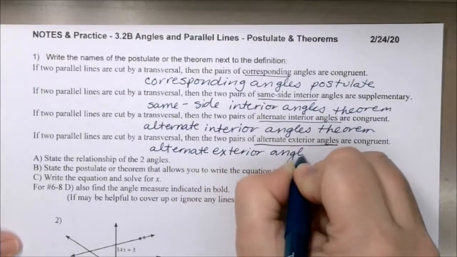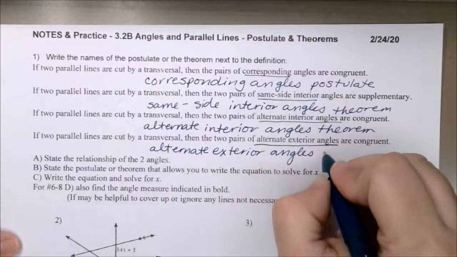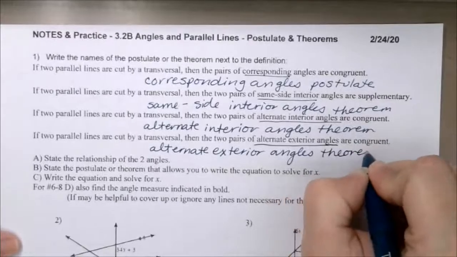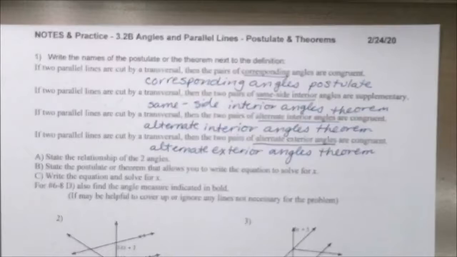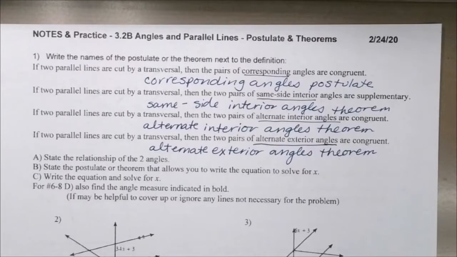Now, when we took our notes on this, there was a chart, remember? On the left side, it said the name of the theorem. In the middle, it told you if it was congruent or supplementary. So that's just a summary of what that chart said. Now, we're going to do some problems here, and we need to state something. It says state all these things. A and B are kind of the same thing.